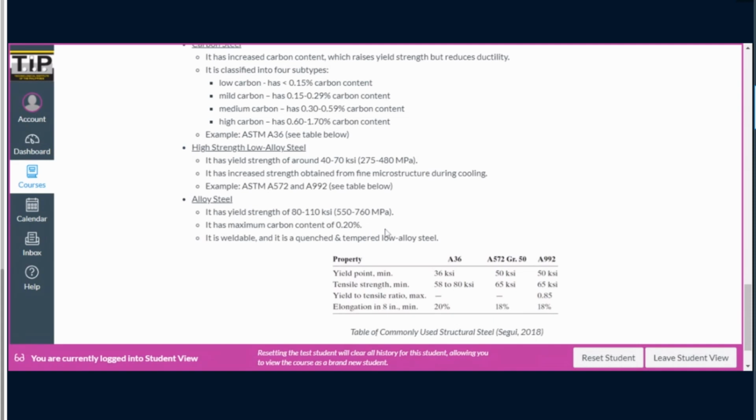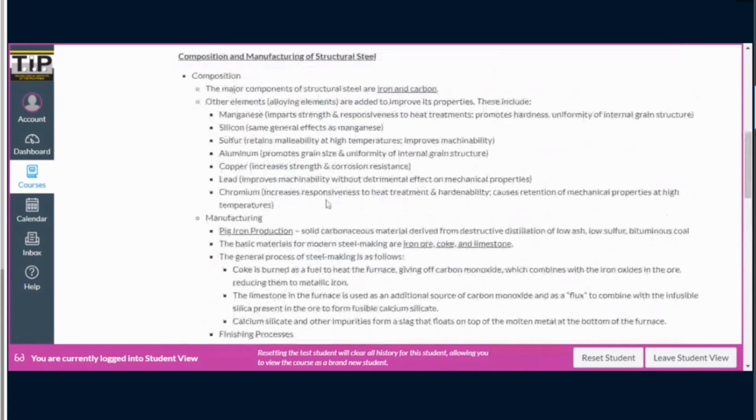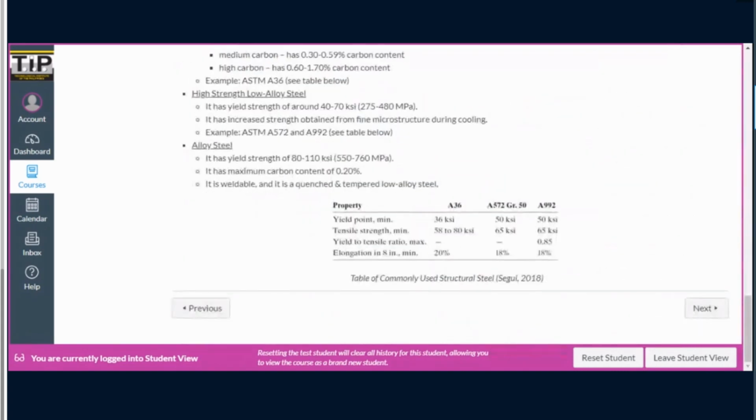So, how should I say this? The remaining content that should have been carbon is substituted by other chemicals like this in order to improve the strength further, as well as its other properties. So it is weldable, meaning you can do welding. And it is a quench and tempered low alloy steel.